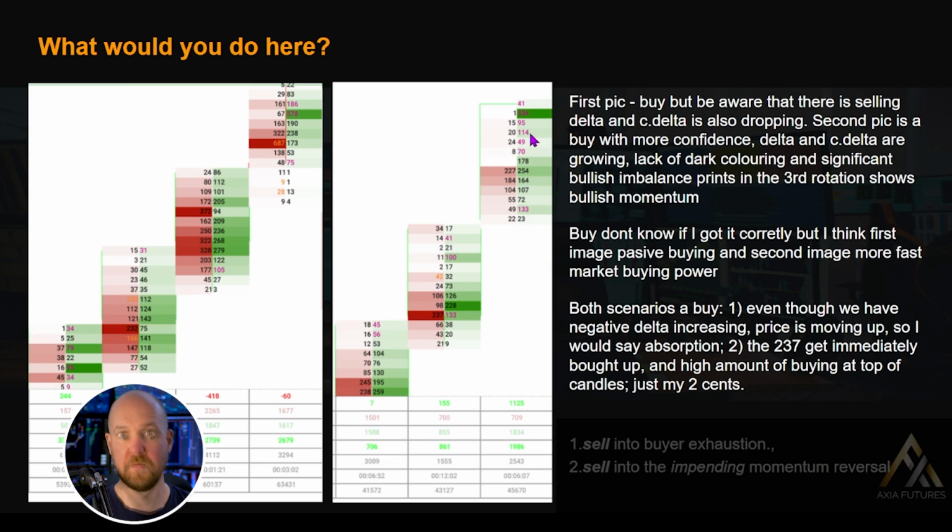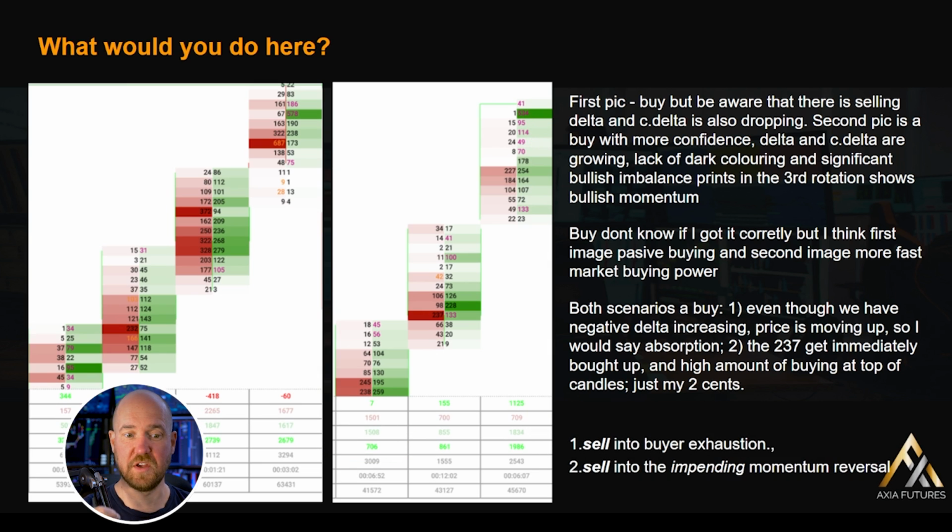We then have a contrast here, which is number 1 is selling to buyer exhaustion, and number 2 is selling to impending momentum reversal. So you can see this sort of disparity in ideas. Generally, we're looking for a buy, but that could also be influenced by the fact that in both instances, the market has moved up. Context is really what matters here.